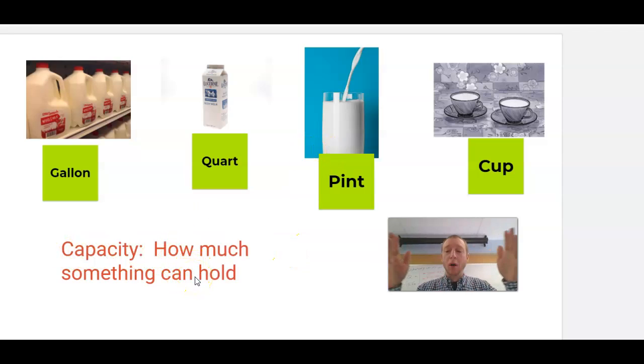Yesterday, we looked at how long something was. Today, we're looking at how much it can hold. How much liquid can it hold? Or how much of a solid it can hold. And the four main units of capacity we're going to be talking about are these listed right here.